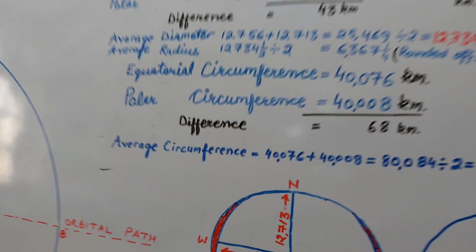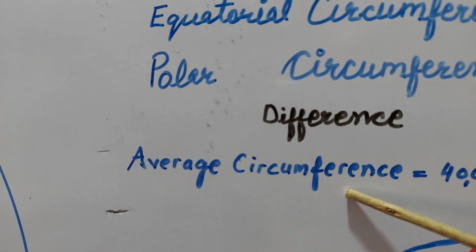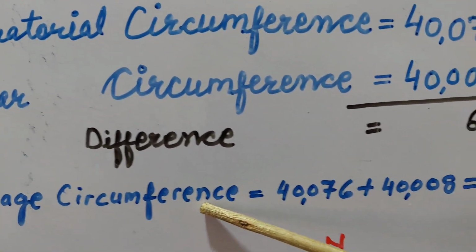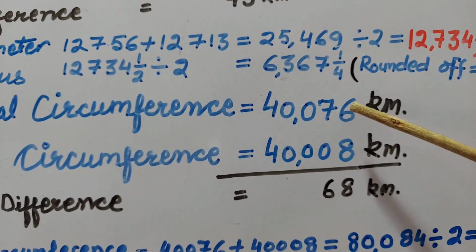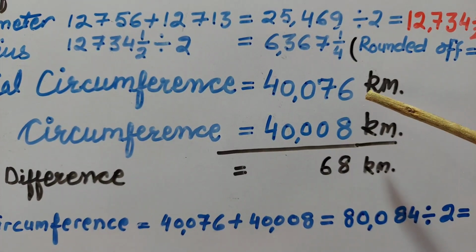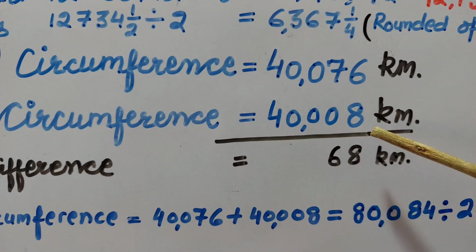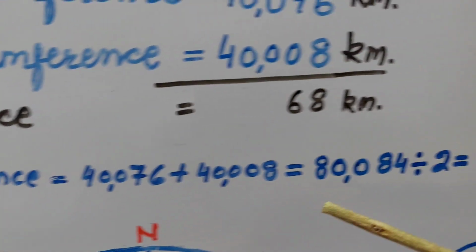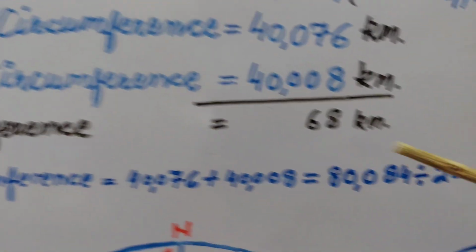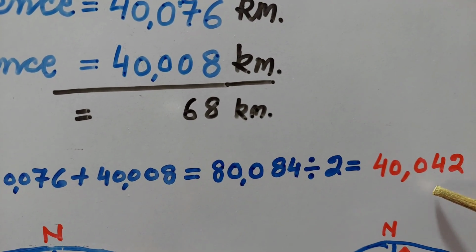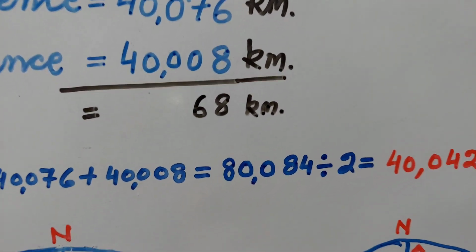In this way, we come to the conclusion about the average circumference of the earth. If we add 40,076, the equatorial circumference, and 40,008, the polar circumference, it becomes 80,084, divided by 2, for the equatorial and polar items, which is equal to 40,042 kilometers on average.